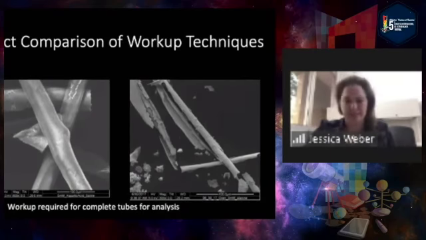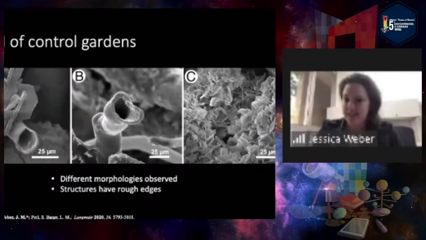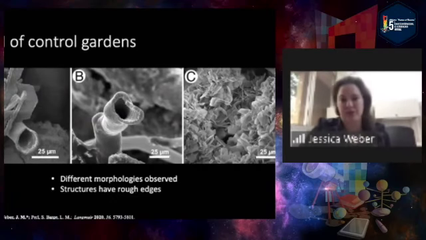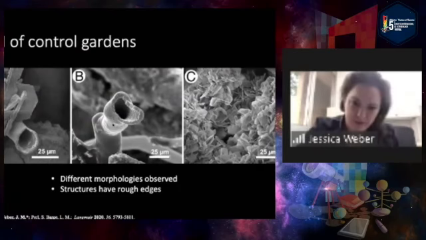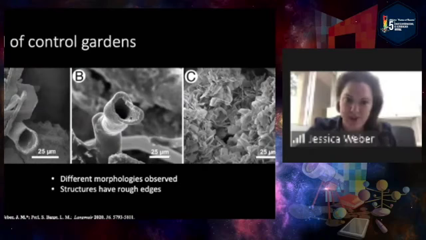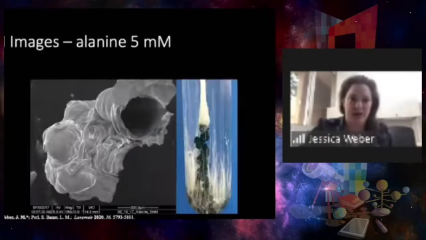I just wanted to briefly emphasize that we were able to get some really excellent images of our chemical gardens via the SEM. Here are some examples of our controls. You'll notice a number of different morphologies that we were able to access here. But notably, and this will become important in the coming slides, the structures are very rough. You can very clearly see that the edges and inside are very rough for this material.